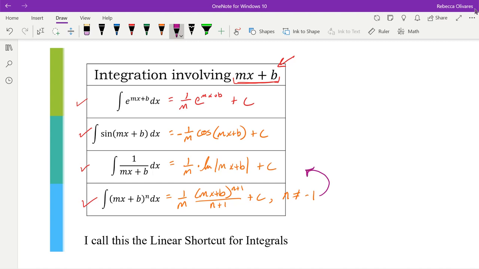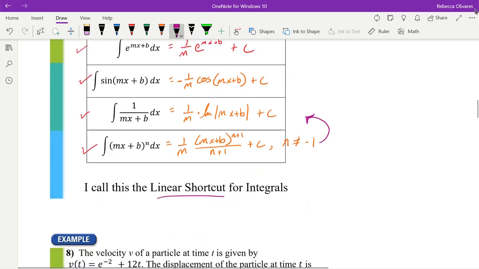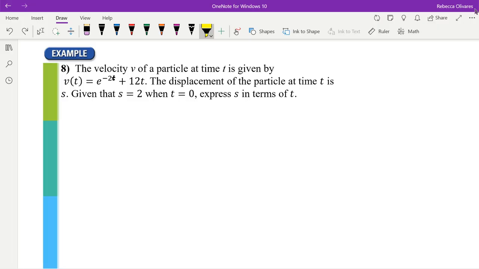So again, I call this the linear shortcut for integrals, and I'm going to show you 2 examples using this process. This example is actually a word problem involving velocity and displacement. We're given the velocity of a particle by that function, and the displacement of the particle is defined as s. They also tell you that s of 2 is equal to 0, so that basically means that the point (2, 0) is on the function s of t. We're going to use that to solve for our constant of integration, as we have done in the past.